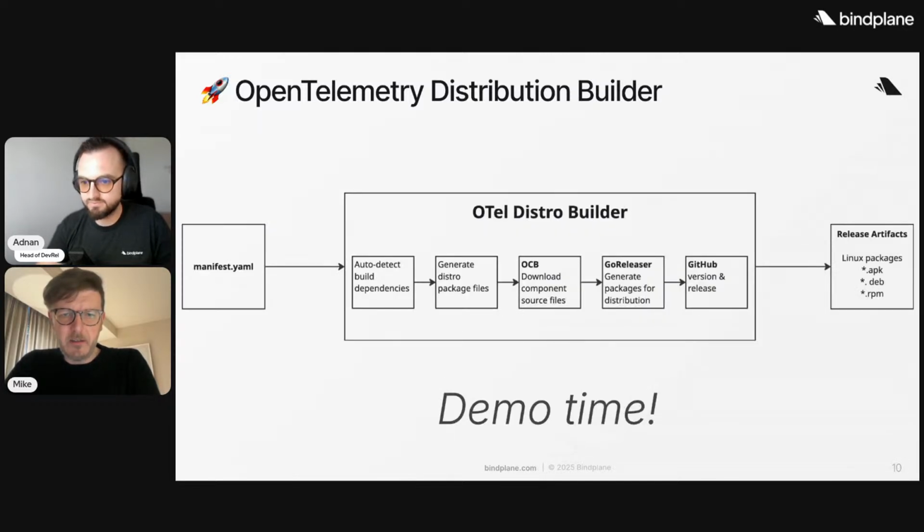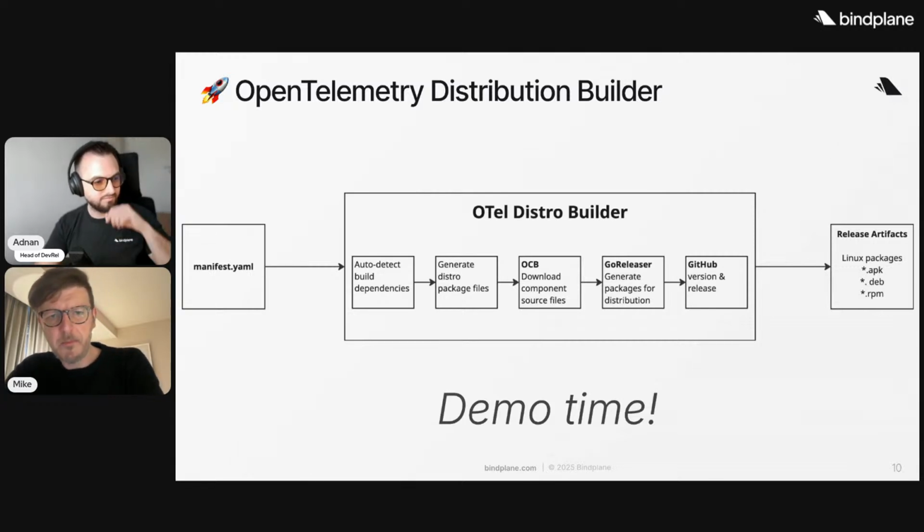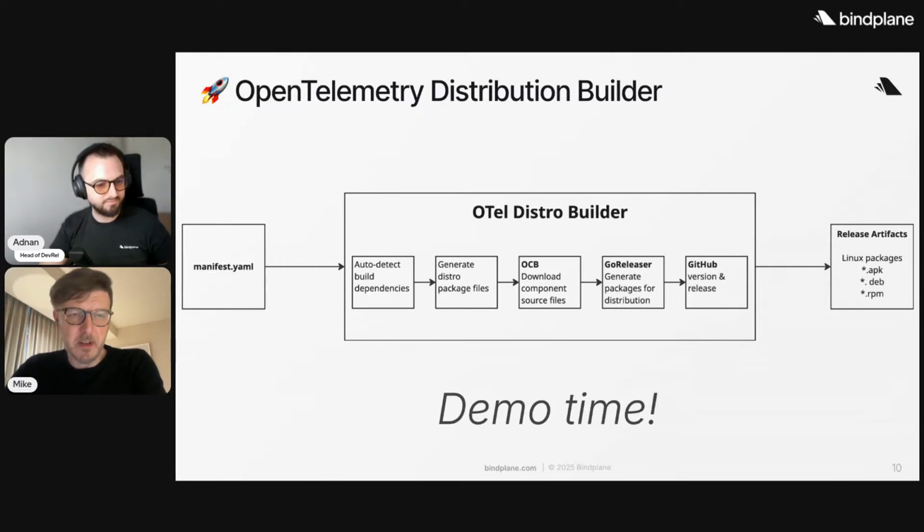And just a quick visual to help. When we were thinking about this, what we wanted to do was say, give it a manifest, and we'll give you all the release artifacts, right? And that's the simplest way to think about it. So we do things within the distro builder, like we auto detect your build dependencies. So what version of Go should you be using? What version of OCB should you be using?